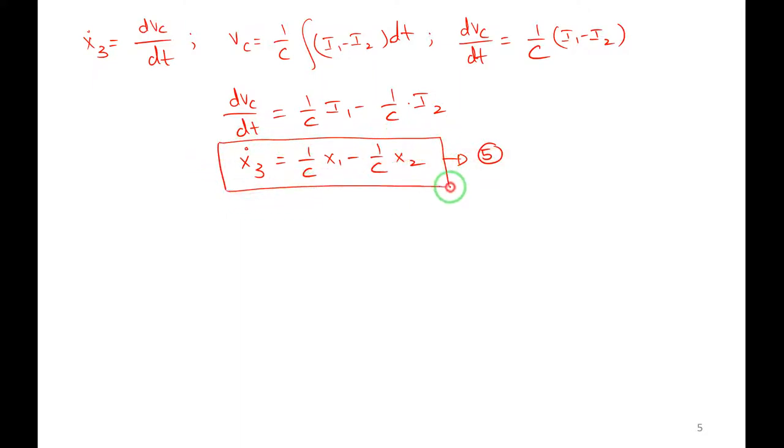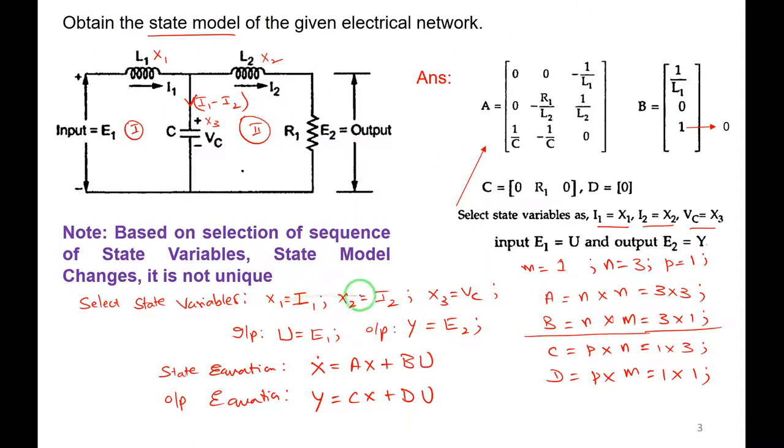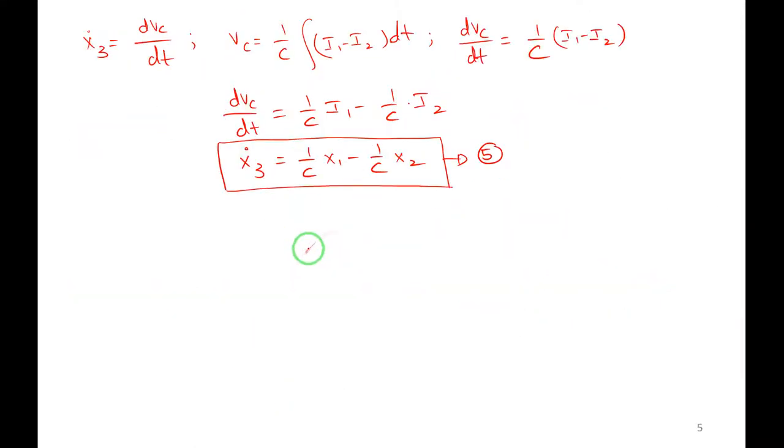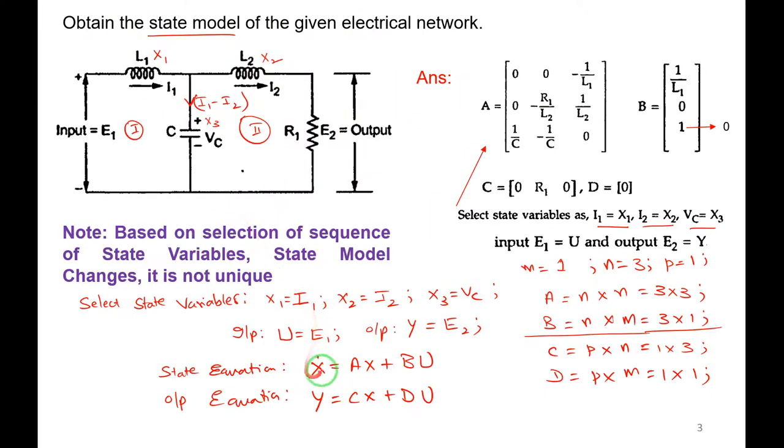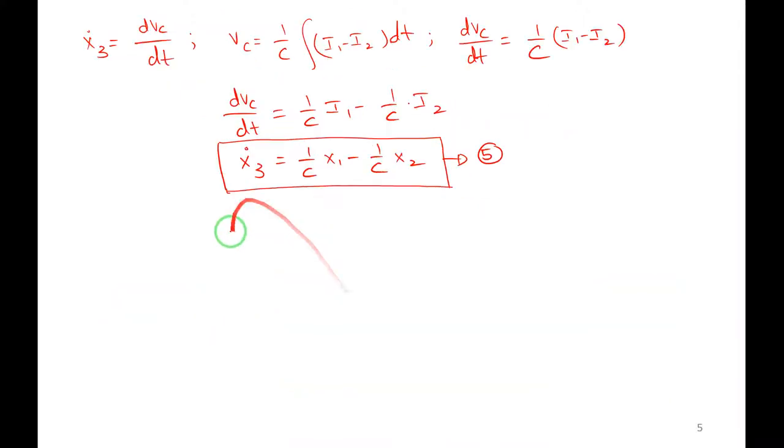Okay, now I can write the state equations because I have all the three equations, x1 dot, x2 dot, x3 dot. So let me write the state equations, then proceed with the output equation. The state equation is x dot equal to Ax plus Bu. What is x dot? Three state variables are there, so I'll be getting the column vector x1 dot, x2 dot, x3 dot.